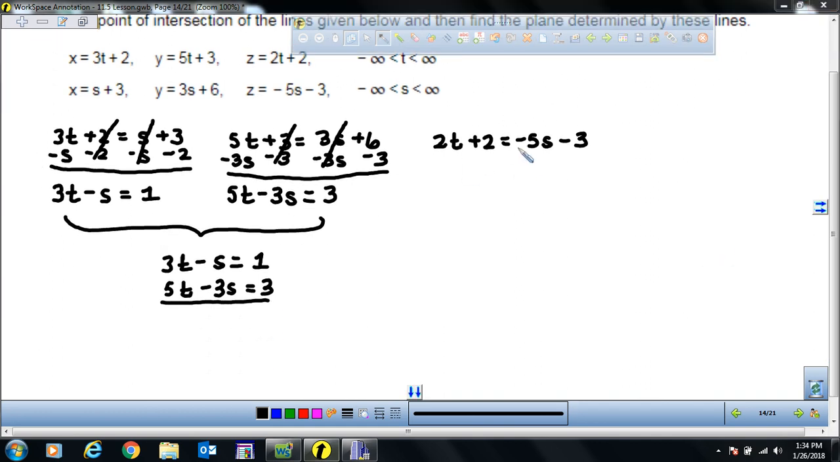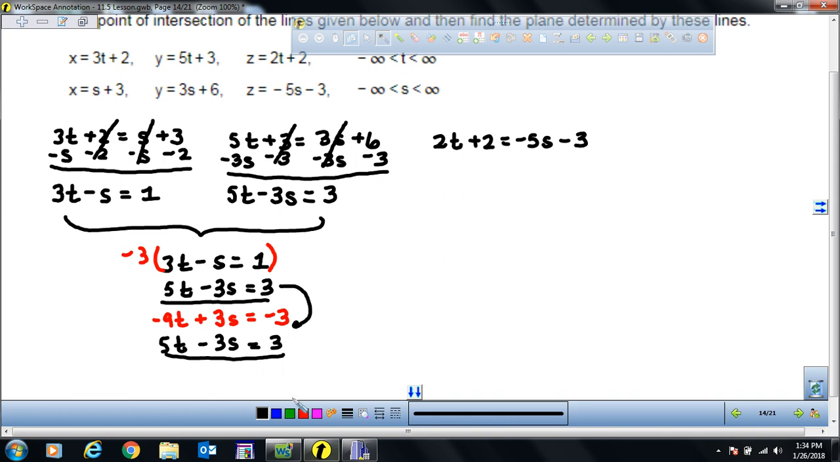Now, it doesn't matter that we don't use the third one. We can use any two of the equations to find the solution. Okay, so I'm going to use these two. If I want to use the method of addition, I'm going to eliminate the s's. So I need to multiply this one by negative 3 to make it a positive 3s, and it cancels with the negative 3s right here. So it would be negative 9t plus 3s equals negative 3. And then I'm going to bring down this equation here, which is 5t minus 3s equals 3, and I'm going to add them.